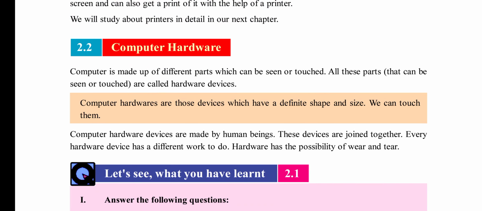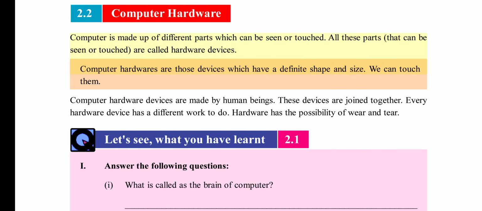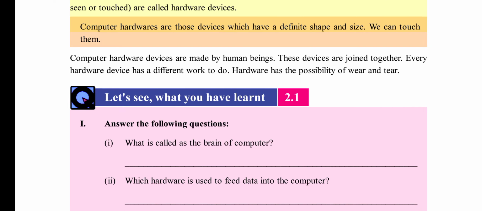2.2 Computer hardware. Computer is made up of different parts which can be seen or touched. All these parts that can be seen or touched are called hardware devices. Computer hardwares are those devices which have a definite shape and size. We can touch them. Computer hardware devices are made by human beings. These devices are joined together. Every hardware device has a different work to do. Hardware has the possibility of wear and tear.